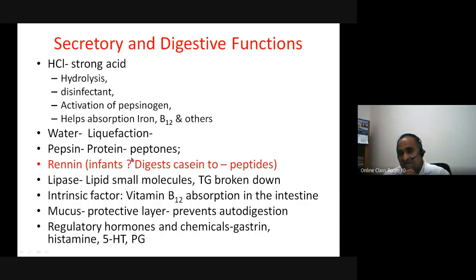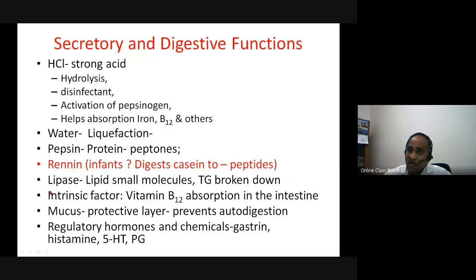In infants, it is mentioned in some books, which is why I have put it in red, that renin, though we don't know of the existence of renin in human beings, will help to digest the milk protein to make casein. Casein is further dealt with by pepsin. The gastric lipase begins the fat digestion. The triglycerides are broken down into monoglycerides.